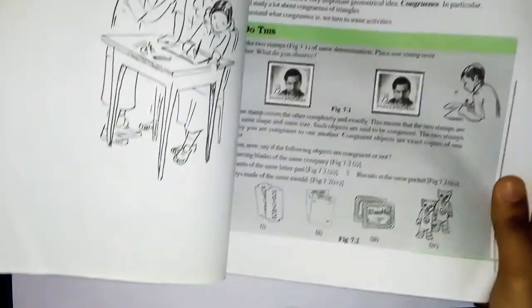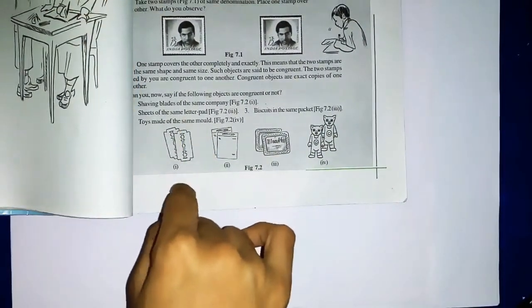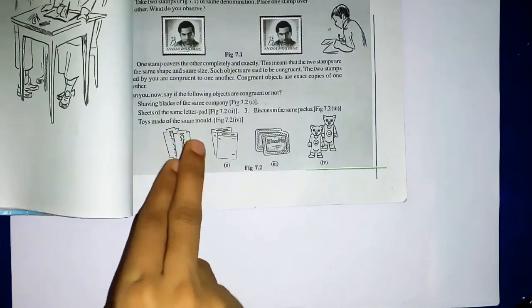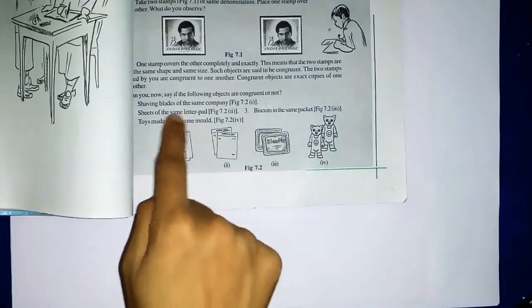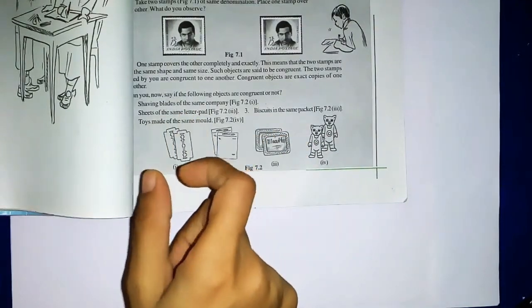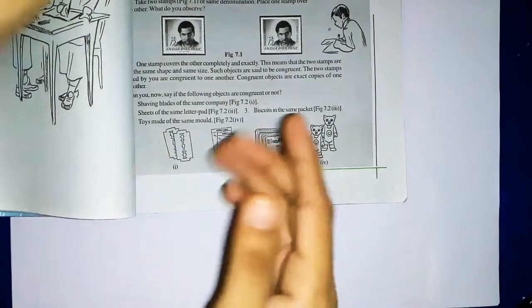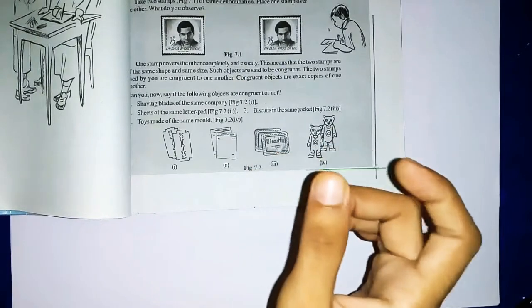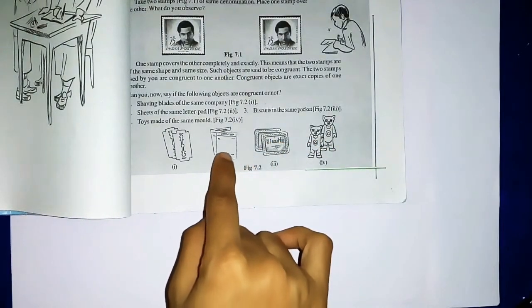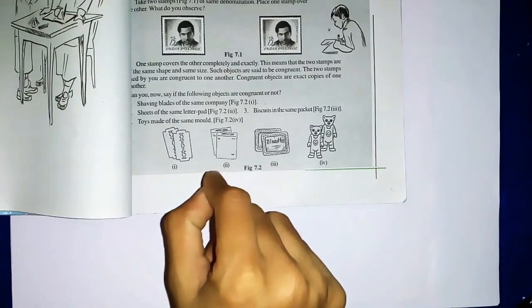See, in textbook some examples are given. So this is one example of blades. Two blades, if you keep over each other, or if you overlap, or if you superposition, these two blades, they are of the same shape and size and they will overlap each other. एक दूसरे के ऊपर वो अच्छे से fit हो जाएंगे. It means they are congruent. Similarly, if you see this, these two papers are of same shape and size, so they also overlap each other.